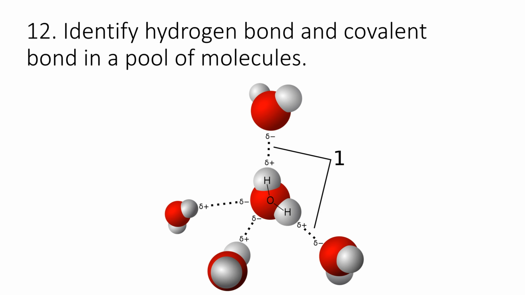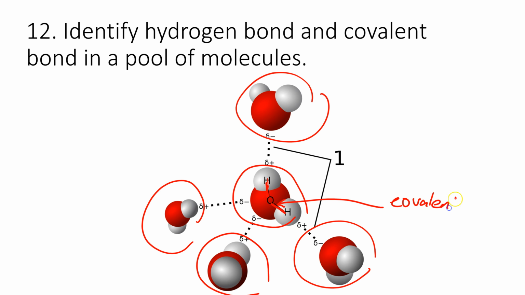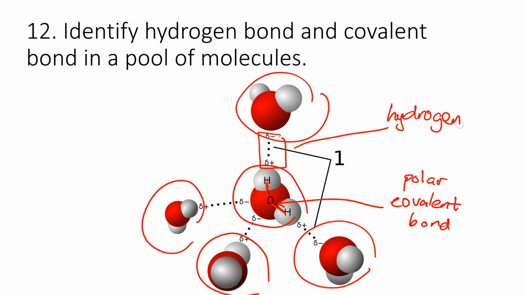Now you need to be able to identify the covalent bond and the hydrogen bond when you have a group of many water molecules. So this is a water molecule, a water molecule, a water molecule, a water molecule, a water molecule. Inside the water molecule, you have the covalent bond, right? The bond between the oxygen and hydrogen is a covalent bond. And if you want to be more specific, it is a polar covalent bond because of the electronegativity. The bond, or attractions, between water molecules is what we call the hydrogen bond, due to the partially negative charge and partially positive charge of the water molecule.